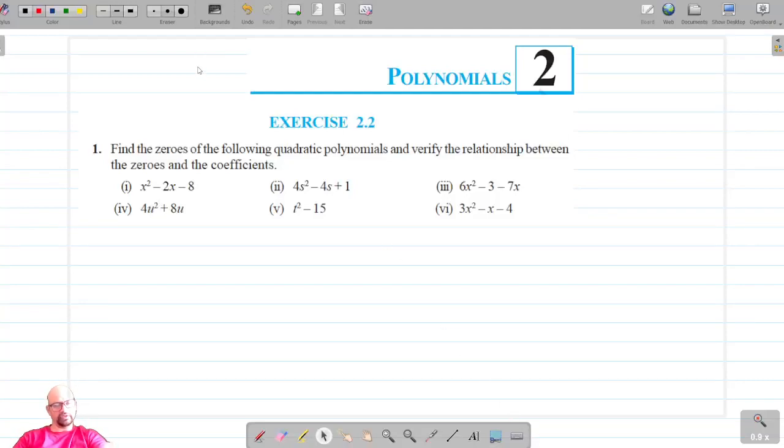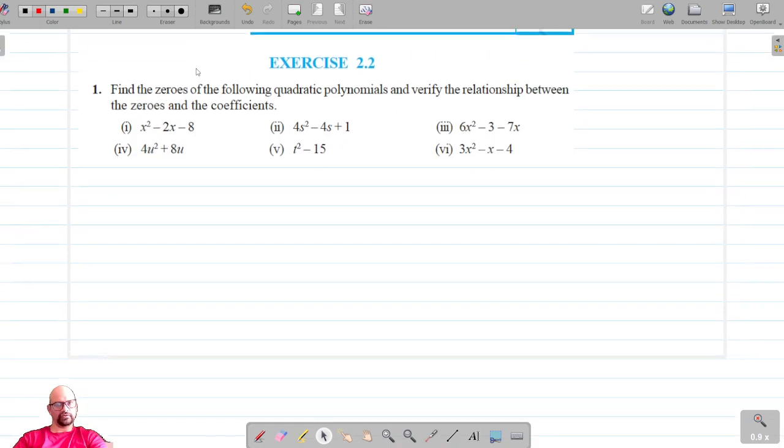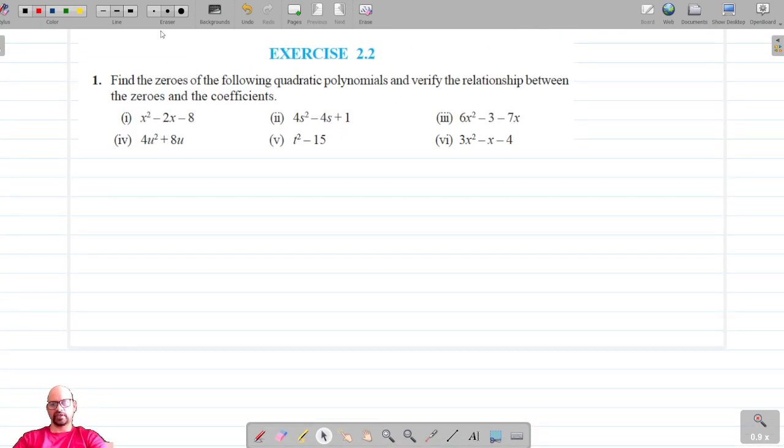Welcome to Pratham Science Academy classes, and we are on exercise 2.2, question number 1, for which we have to find the zeros of the following quadratic polynomials and verify the relationship between the zeros and the coefficients.